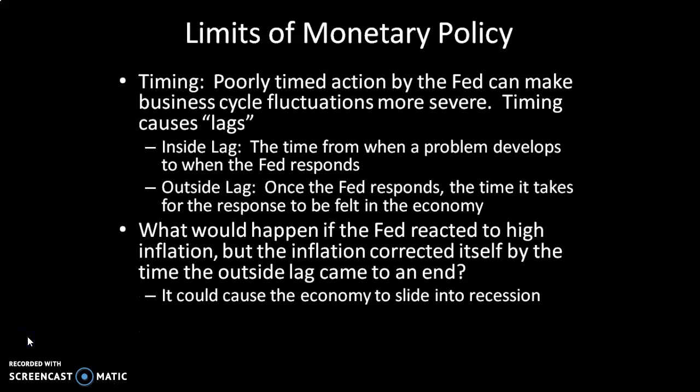Now, think about this question. What would happen if the Fed reacted to high inflation, but the inflation actually corrected itself on its own by the time that outside lag came to an end? Well, if the inflationary cycle corrects itself automatically, which it will do over time, and the Fed acts too late, that could actually cause the economy to go into a recession. The economy is starting to slow down anyway, naturally, and the inflation is going to start slowing down. And then the Fed acts to restrict the money supply. That's going to cause this natural correction to be overdone and cause perhaps a recession.